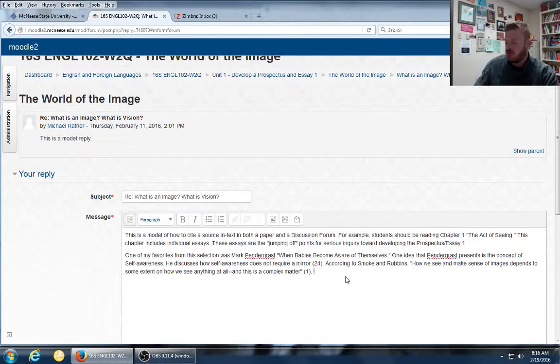People make that mistake constantly because they're not paying attention. So now I have these two ideas from two different sources. I have to show my reader how they connect. I haven't really done that yet. So let me reread. One of my favorites from the selection was Mark Pendergrass, When Babies Become Aware of Themselves. One idea that Pendergrass presents is the concept of self-awareness. He discusses, let's put lowercase, self-awareness. He discusses how self-awareness does not require a mirror. According to Smoke and Robbins, how we see and make sense of images depends to some extent on how we see anything at all, and this is a complex matter.